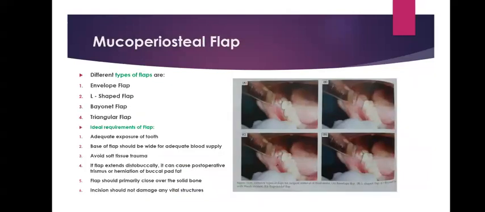Now, for the mucoperiosteal flap, there are 3 different types. You can see in the diagrams on the right. Envelope flap, first one. Second is the L-shaped flap. Third, bayonet flap. And D is the trapezoidal flap. Now, the ideal requirements are that adequate exposure of the tooth should be there. The base of the flap should be wide for adequate blood supply. It should avoid soft tissue trauma. If the flap extends distobuccally, it can cause postoperative trismus or herniation of buccal pad fat. The flap should primarily close over solid bone. Incision should not damage any vital structures.